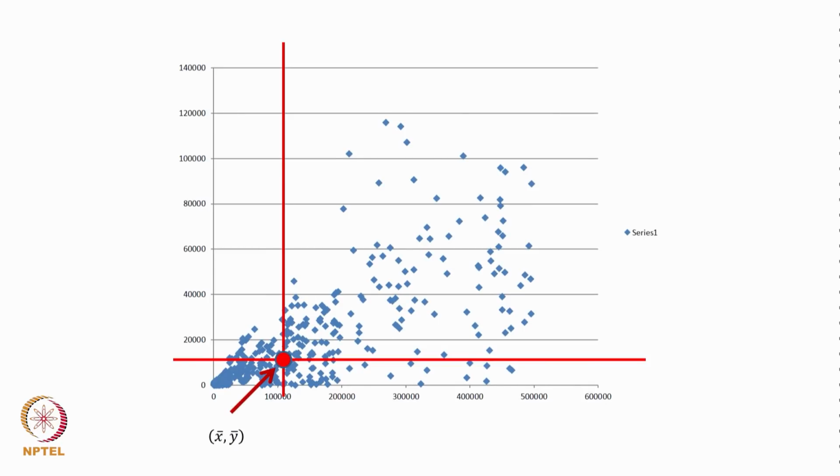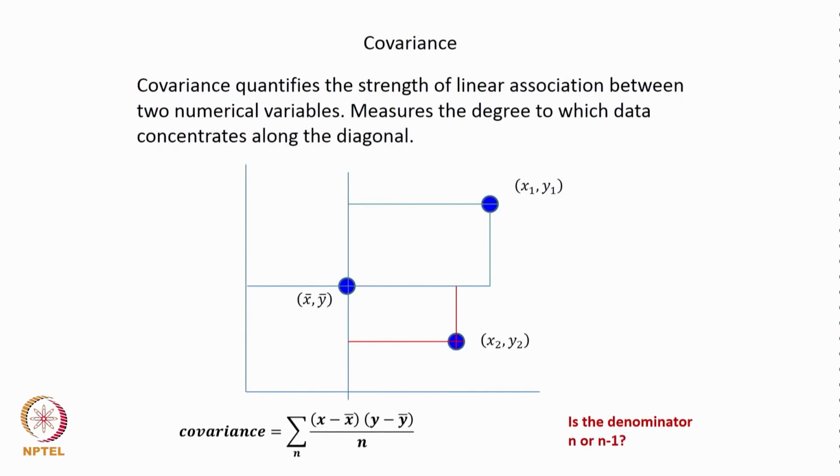Now, to do this, let us take this kind of data and try to plot the x bar and y bar, and that is shown in this picture. This point is our x bar, y bar that we can calculate. Now, we have already seen this measure called covariance. So, we revisit the covariance again. Covariance quantifies the strength of linear association between two numerical variables. It measures the degree to which data concentrates across the diagonal.